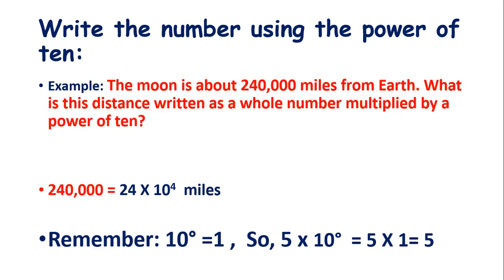Now also remember the zero power of any number. For example, the 0 power of 10 is always 1. So if you are asked to find 5 multiplied by the 0 power of 10, it will be 5 times 1, which is 5. So students, I hope you understood the lesson very well.